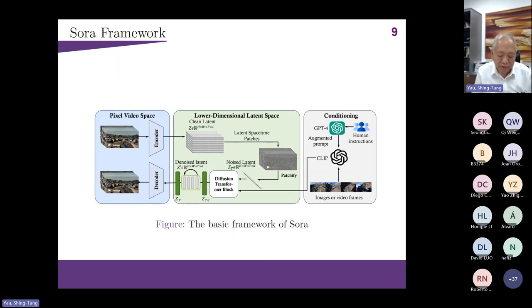The diffusion is performed in a relatively low dimension space. This is in the middle, as we describe here. It involves variation to the inputs, and usually it results in images in low resolution. On the left, there is a separately trained decoder to translate the result of diffusion into the images we want. It can be interpreted as super resolution sometimes.